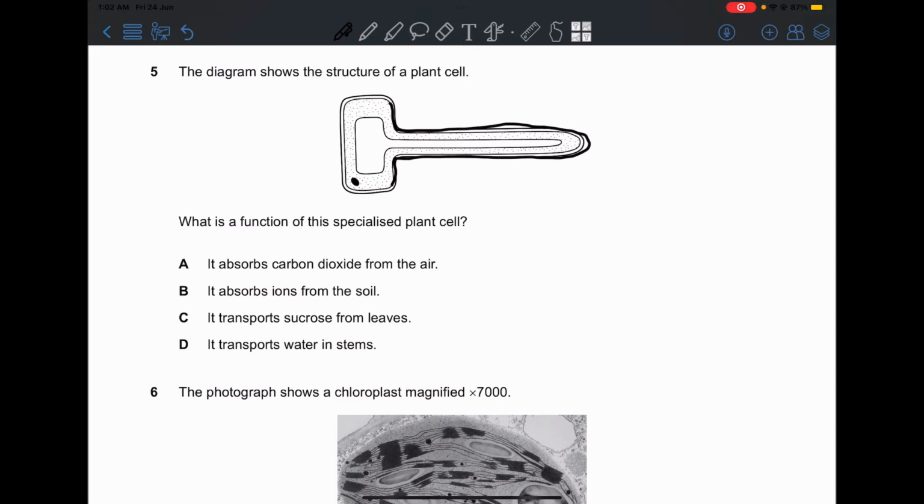A says it absorbs carbon dioxide from the air. Of course, this is incorrect because it's actually under the ground. B says it absorbs ions from the soil. Now, actually, this is a correct description or function of this specialized plant cell, which is the root hair cell. So B is going to be our answer.